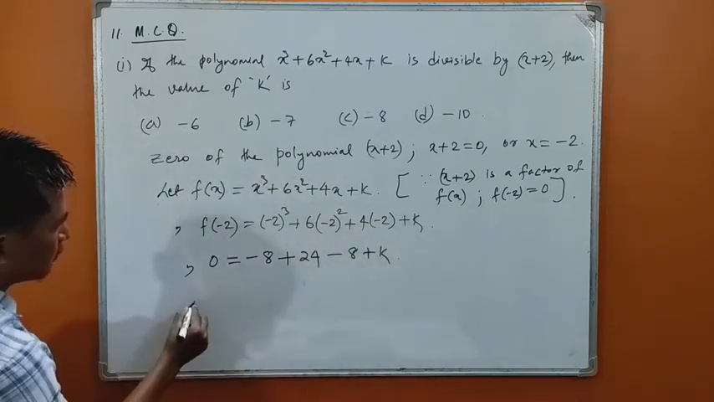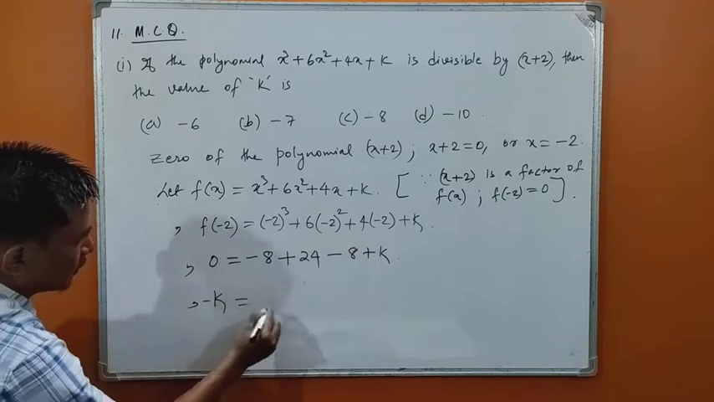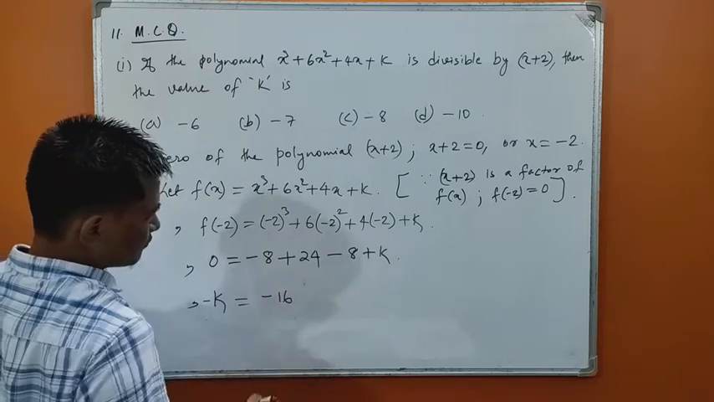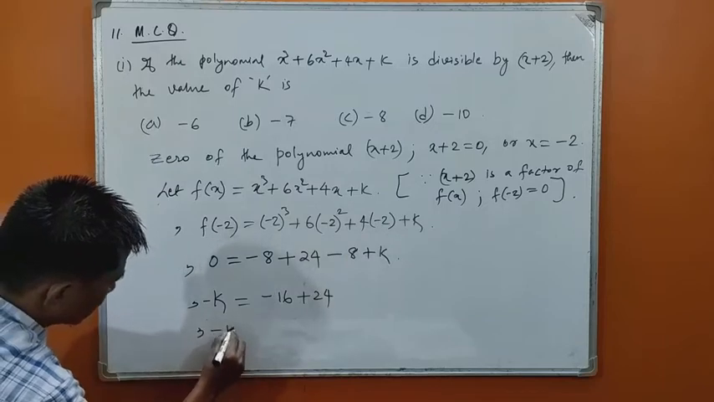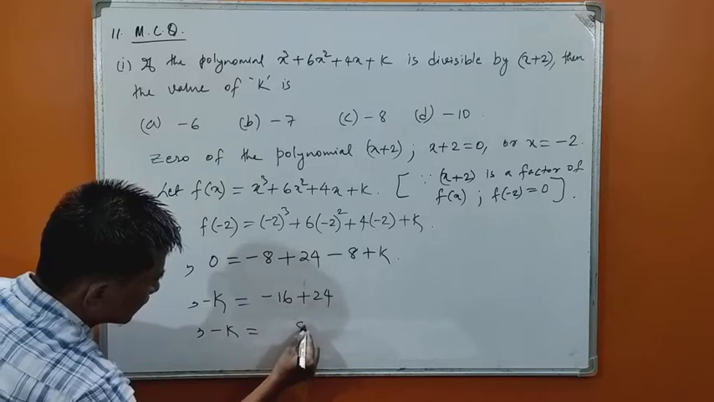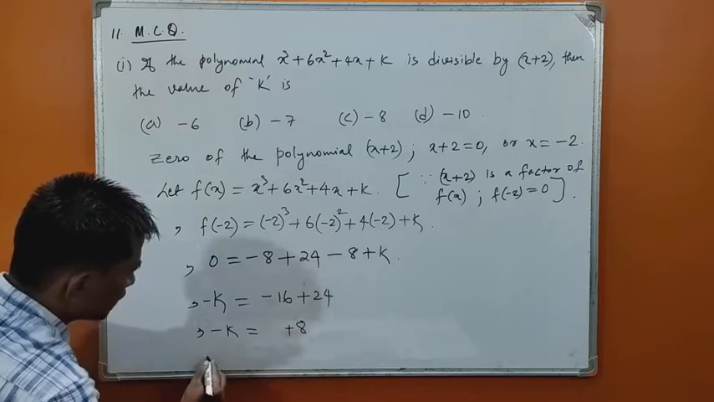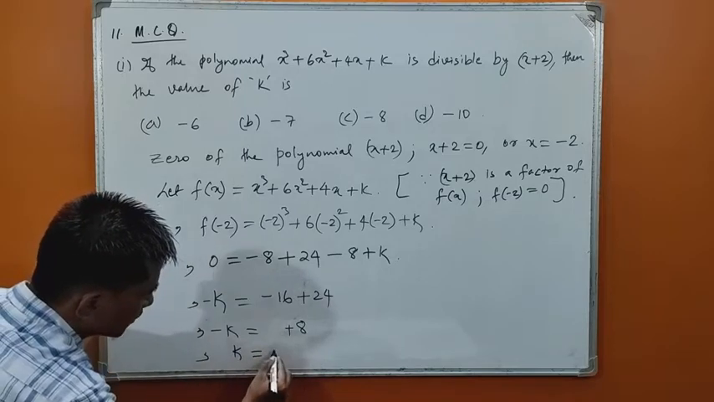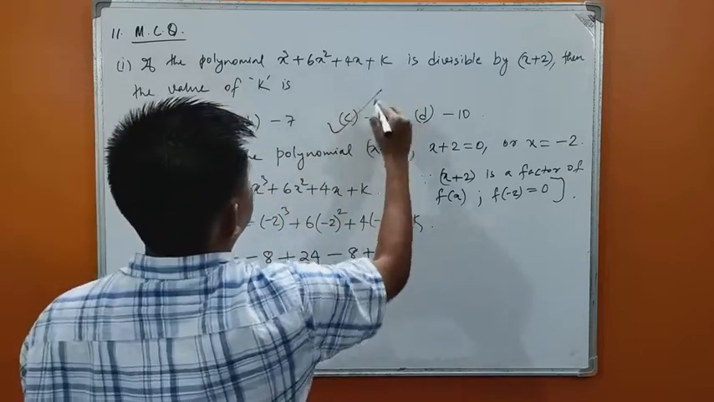Now let us bring this k to the left hand side, minus k. Plus k becomes minus k. Now minus 8 and minus 8 is minus 16, isn't it? Plus 24. Or minus k equals to 24 minus 16, which is 8. So the sign of the greater number comes, a plus. Now multiplying both sides by minus sign, minus into minus becomes plus k, and minus into plus becomes minus 8. So k is minus 8. So we have to choose the option minus 8. That means C is the correct option.